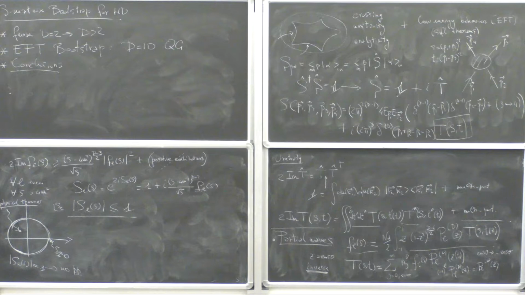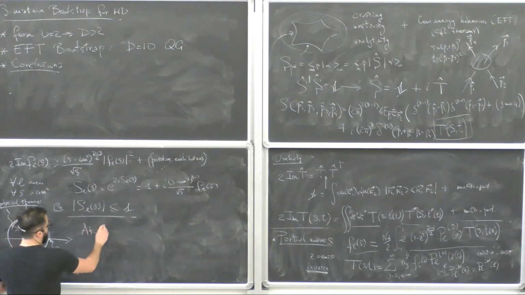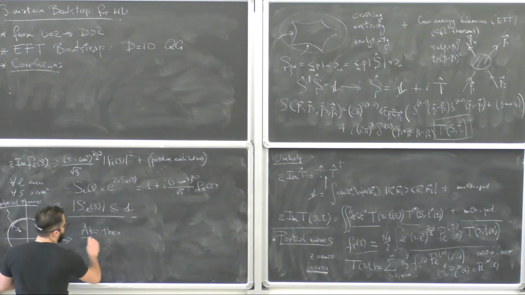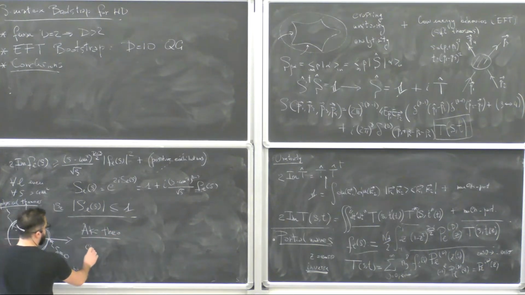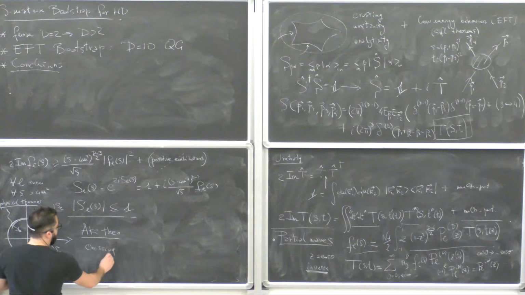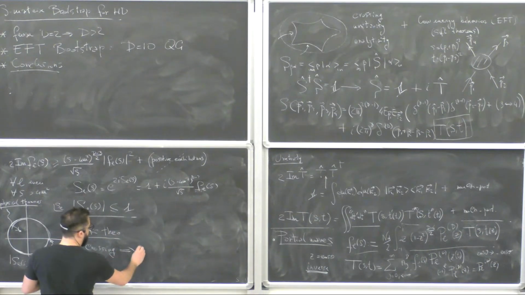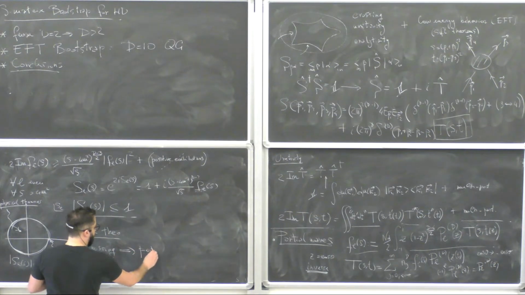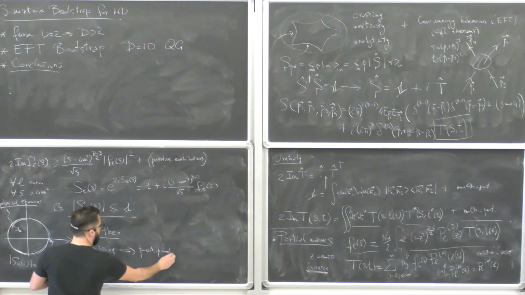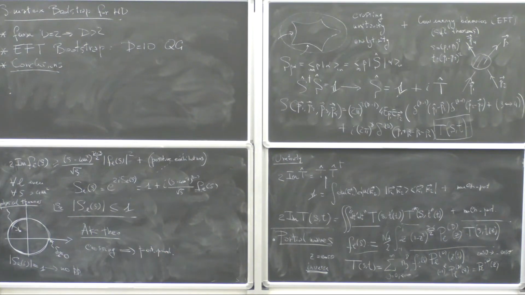Let me mention that this fact can be proven, because there is the so-called Aks theorem. The Aks theorem says that if you have crossing in higher dimensions, then you must have particle production, unless the theory is free. Exactly. Thanks.